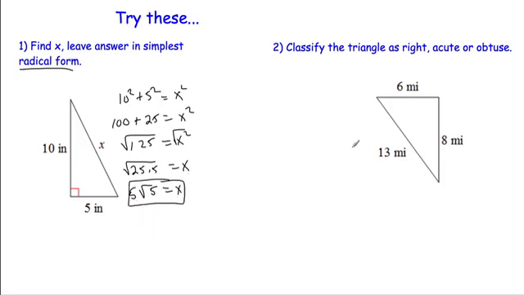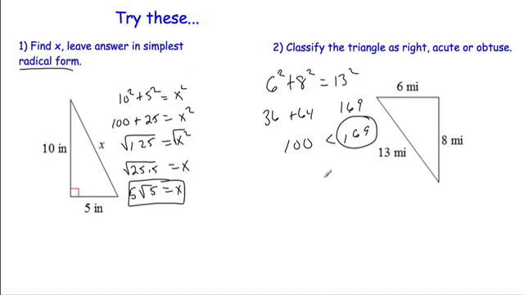All right? Over here, is it right, acute, or obtuse? So 6 squared plus 8 squared, does that equal 13 squared? 36 plus 64 is 100, and 13 squared is 169. 100 is less than 169. Therefore, the c squared by itself is bigger. It's obtuse. All right?